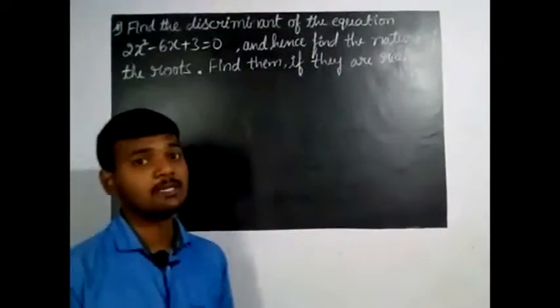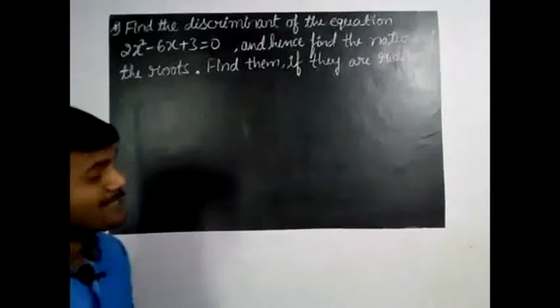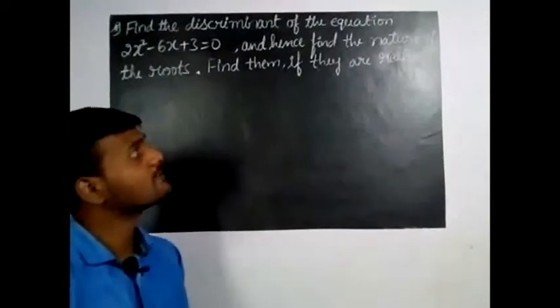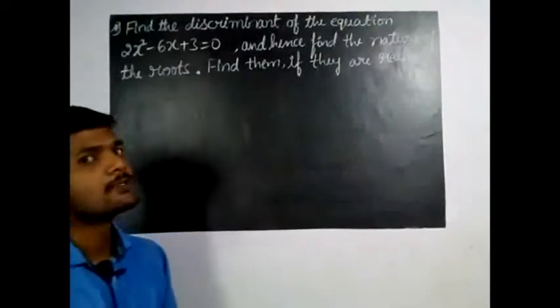The next example is: find the discriminant of the equation 2x square minus 6x plus 3 is equal to 0, and hence find the nature of the roots. Find them if they are real. Okay, so let us discuss it.